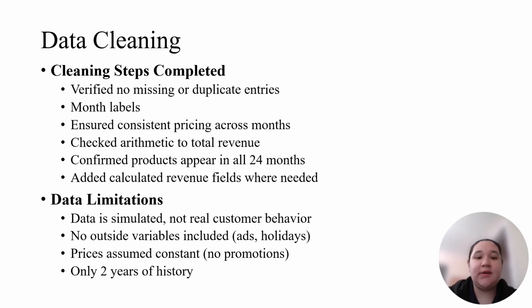Before analyzing the data, we performed several cleaning and validation steps. We verified that there are no missing or duplicate entries, and we checked that month labels were consistent. We also confirmed that product prices stayed the same across all months and recalculated revenue fields when needed to make sure totals matched correctly. Additionally, we ensured every product appeared in all 24 months so our forecasting model would not have gaps. There are also a few limitations to keep in mind.